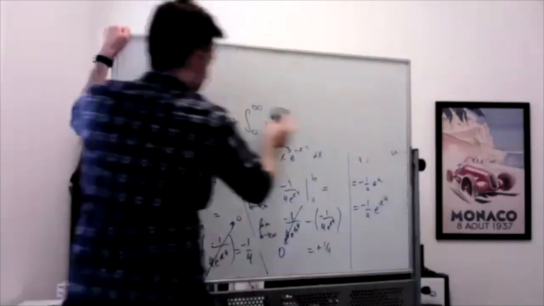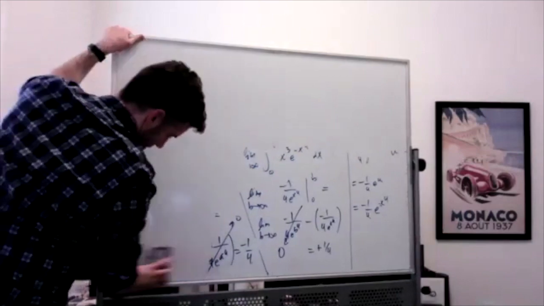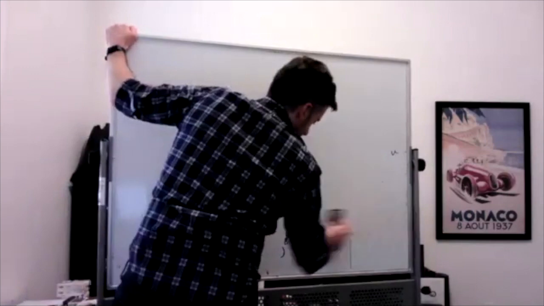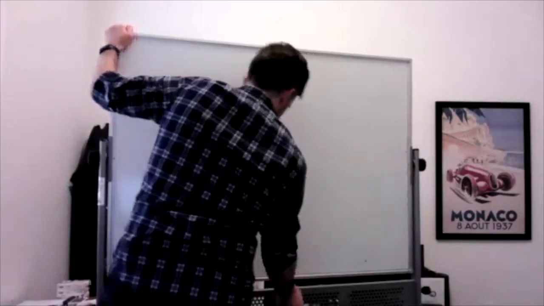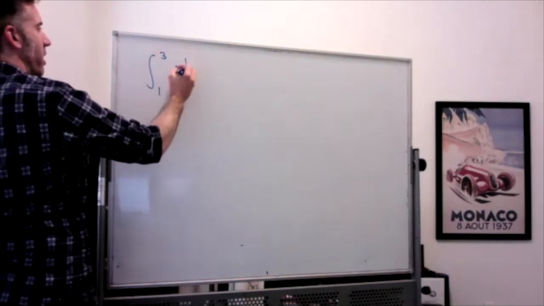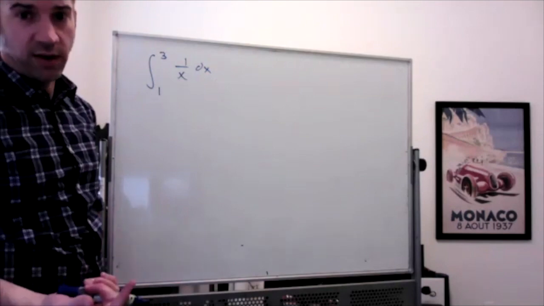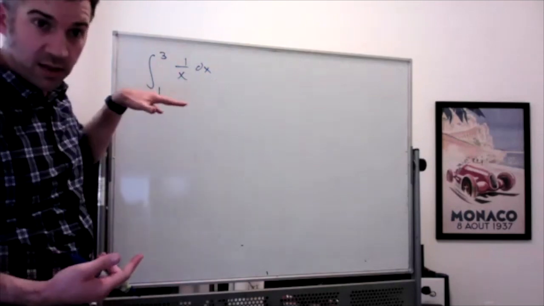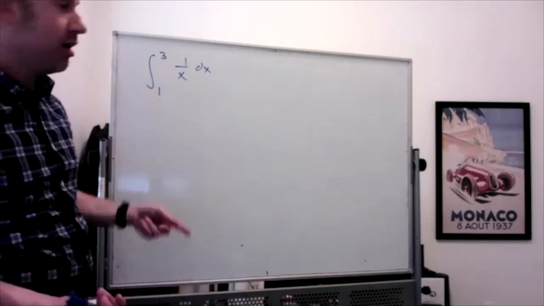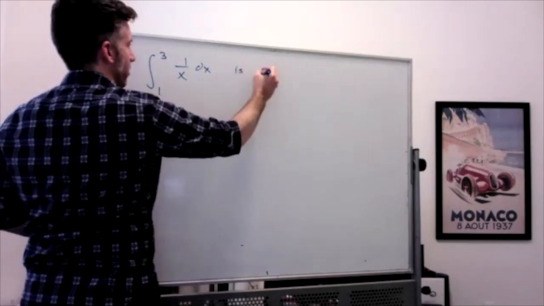So that's one type of improper integral, where one or both of your limits of integration are infinity. The other type of improper integral is where you have a place where the function is undefined in your interval. So this integral from 1 to 3 of 1 over x dx is totally proper. There's nothing wrong with it. There's no infinities, and it is well defined on the entire interval here. So this is a proper integral.